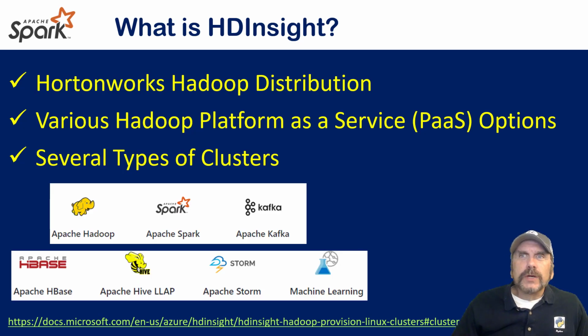And so this shows you, we can do, for instance, the Apache Hadoop, which is really Apache MapReduce now. We can do Spark, we can do Kafka, we can do HBase, something called Hive LLAP, we have Storm, and we have proprietary machine learning services that work with this as well for Azure. Now what we're talking about here is this. We're going to go into HDInsight, we're going to install an Apache Spark cluster.